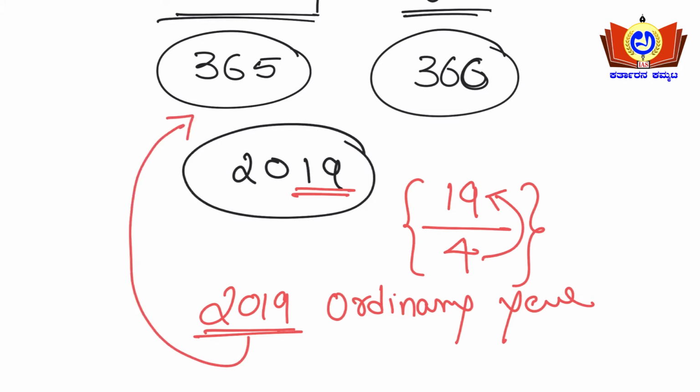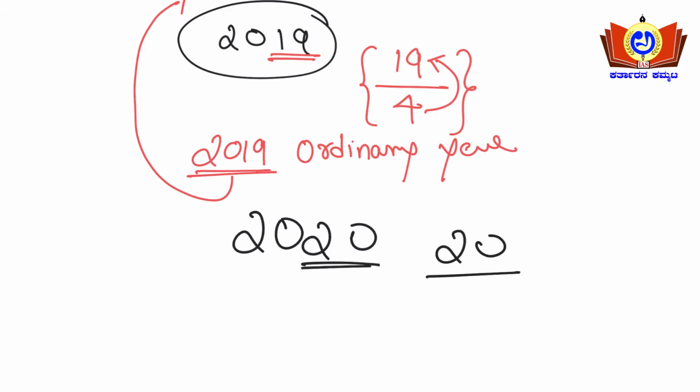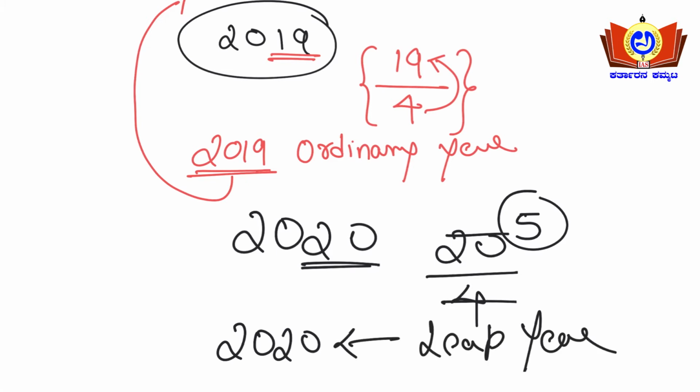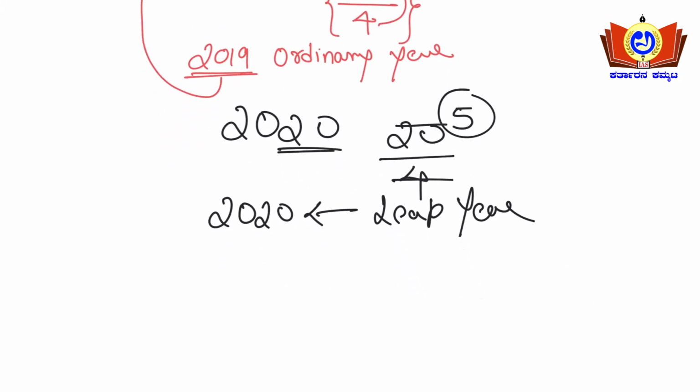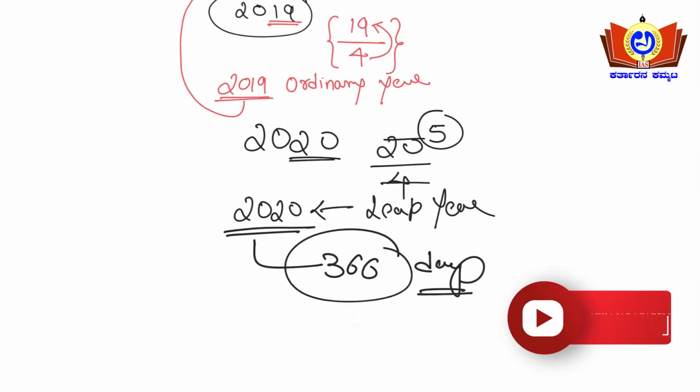I'll take one more example. Let us take 2020. The last two digits, 20. Does it go by 4? Yes, it goes by 4, 5 times. So 2020 is a leap year. In a leap year, how many days will be there in 2020? Not 365, actually 366 days will be there in a leap year. Understood, guys? So then I'll deal with the further concept here.